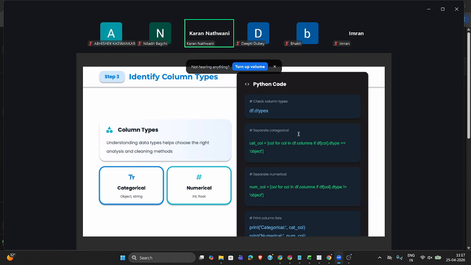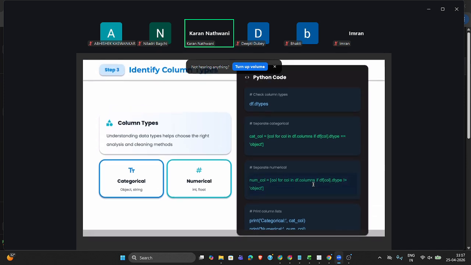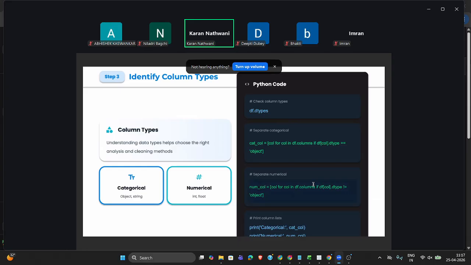You can see the separate categorical column: for column in df.columns, if df[column].dtype is equal to object, then you say it's categorical. You see that this is so easy that within the if and else statement, you can do that: for column in df.columns, if df[column].dtype is not equal to object, then you put it as numerical. So all this can easily be printed out. You can easily do that, and all the tasks can be done in Python itself.